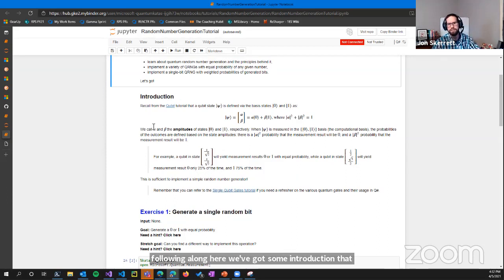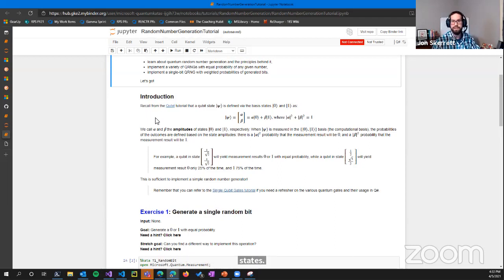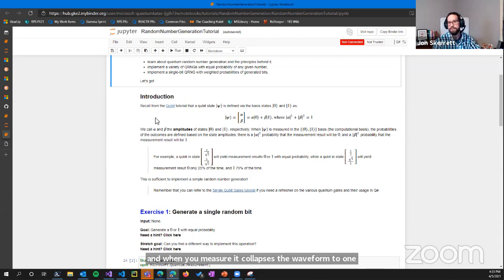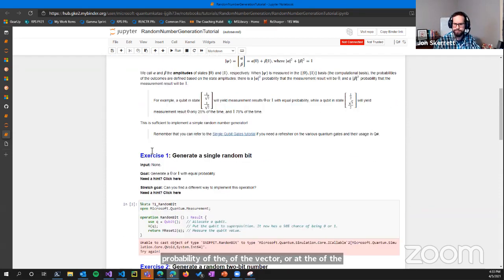It's talking about alpha and beta states and the amplitude of the states. Basically that the vector is a mix of the basis states, and when you measure it, it collapses the waveform to one of those basis states with the square of the probability of the vector, or of the element at the location on the vector.